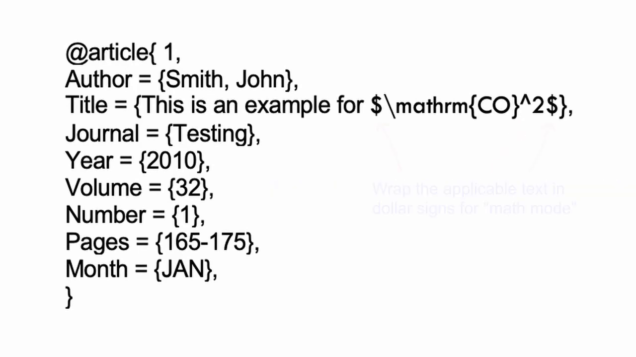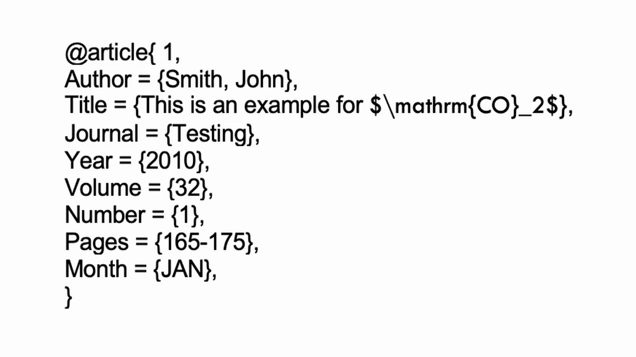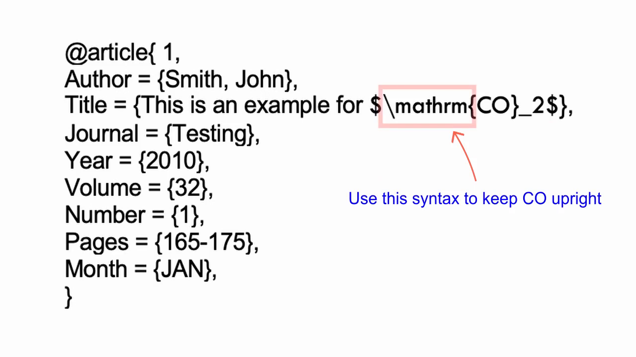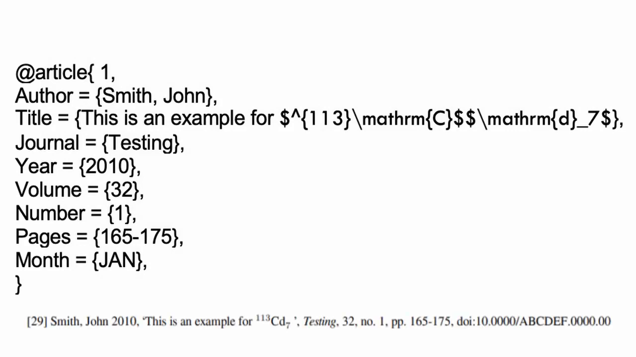To render the superscript and subscripts, the text containing them needs to be in math mode. This is achieved by wrapping the text in $ signs. If a symbol must be typeset upright rather than in italics, as is the convention for chemical symbols, then the symbol can be wrapped as per the syntax shown. Here is another more complicated example, specifying both superscript and subscript. And this is what it looks like in the rendered PDF.